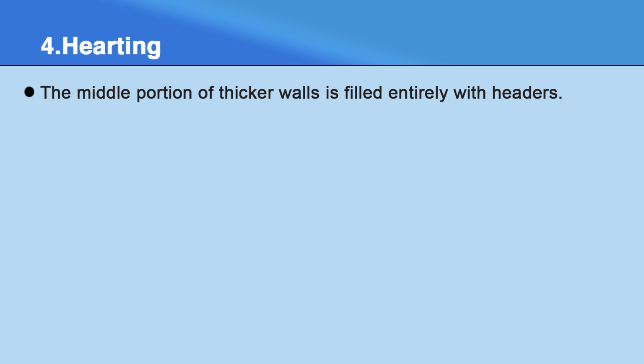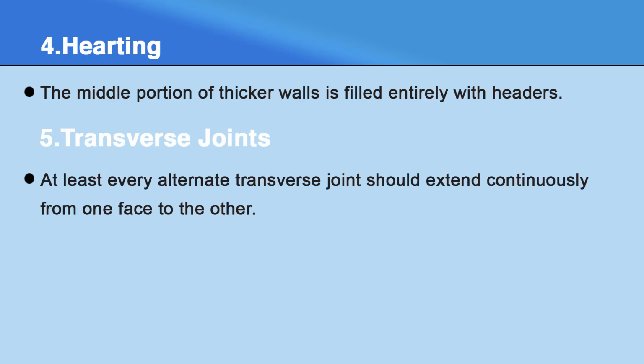This filling ensures that the wall's internal core is as solid and stable as the outer faces, reducing the likelihood of internal weaknesses that could lead to structural failure. Next is the transverse joints. Transverse joints are joints that run perpendicular to the wall length in an English bond.